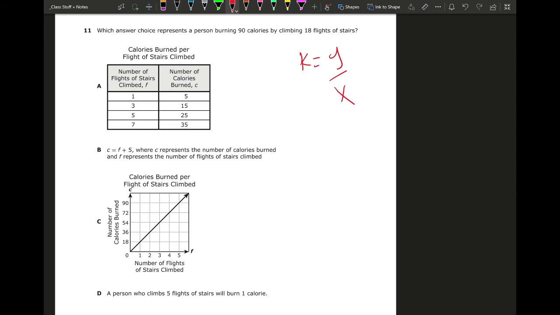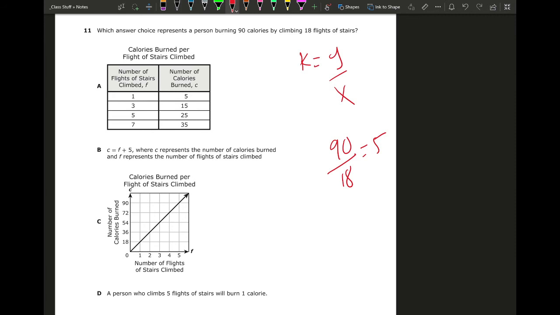Let's go ahead and do something real quick. If I divide 90 by 18, I get 5. 90 divided by 18 gives me 5. This is going to be my unit rate. My unit rate, 5. So every flight of stairs, one flight of stairs, I'm going to burn 5 calories.